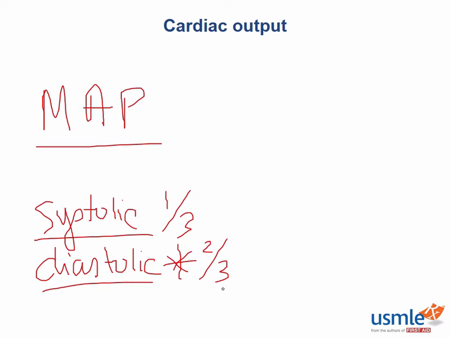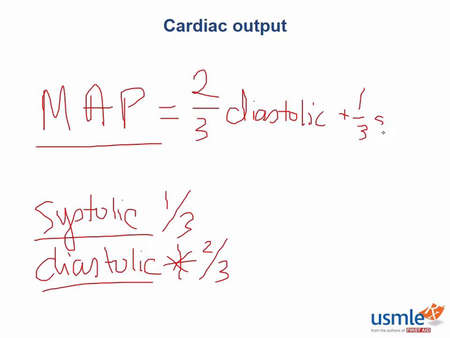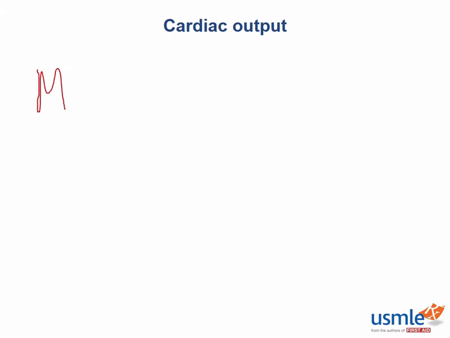So in order to calculate the mean arterial pressure, you need to account for these differences between systolic and diastolic phase and incorporate that into the equation. So the equation is mean arterial pressure equals 2/3 diastolic blood pressure plus 1/3 systolic. Very good. Mean arterial pressure can also be understood as a function of cardiac output and total peripheral resistance.